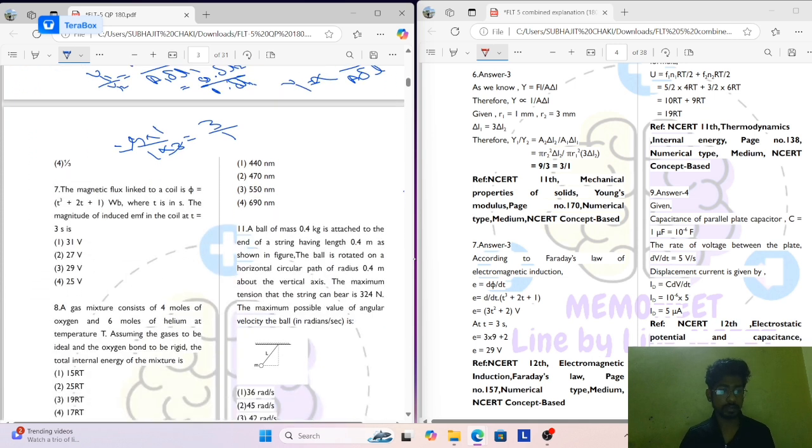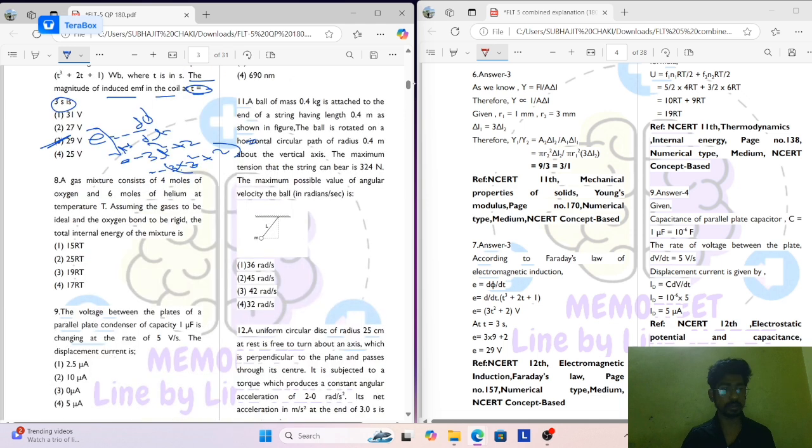The magnetic flux is given. The magnitude of the induced EMF at t equals 3 seconds. We know E equals minus d phi by dt. So d/dt means 3t square plus 2, and at 3 seconds, E at t equals 3 seconds will be minus 3 into 3 square plus 2, means 9, 3 nines are 27 plus 2, 29. Option number 3 will be our correct answer. Simple numericals from Faraday's law.